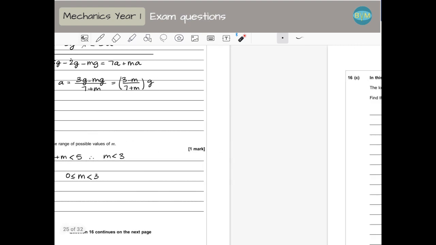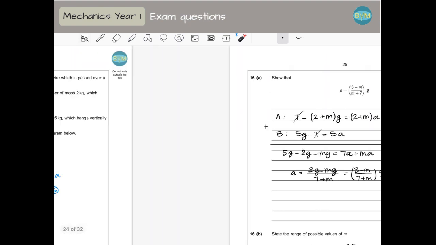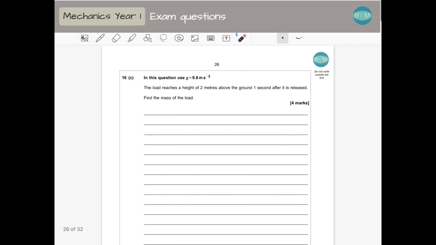Then the next part is you have to use g as 9.8, and the load reaches a height of 2 meters above the ground 1 second after it's released. We need to find the mass of the load. So after 1 second, this whole thing has moved up 2 meters. We have distance and time.